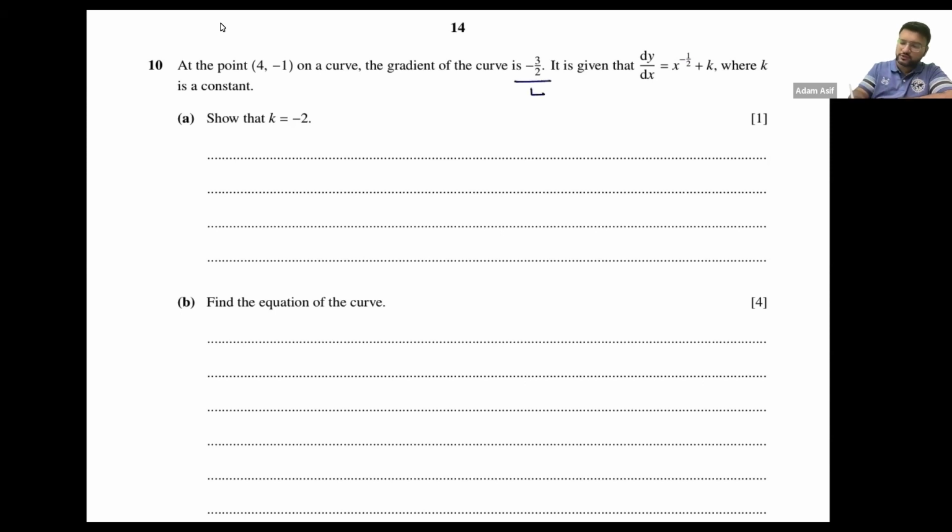Gradient of the curve, ये dy by dx की value है at this point. ठीक है, dy by dx का function given है आपके पास. If you plug in x की value 4, तो gradient किसके equal होगा? Minus 3 upon 2 के. You get this equation? k के लिए solve कर लो. ठीक है, solve करने के बाद k की क्या value आ रही है? हाँ, minus 2.